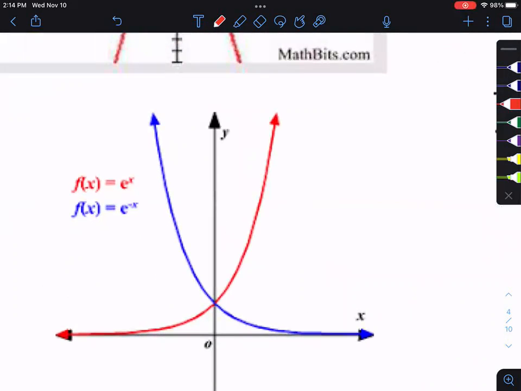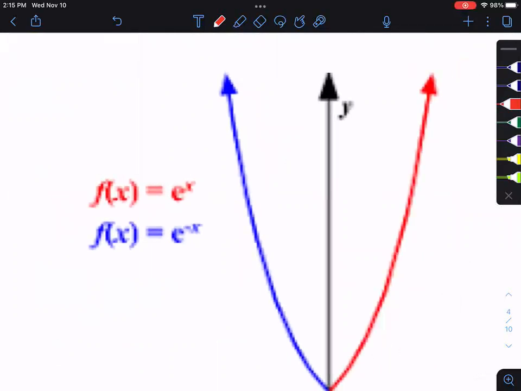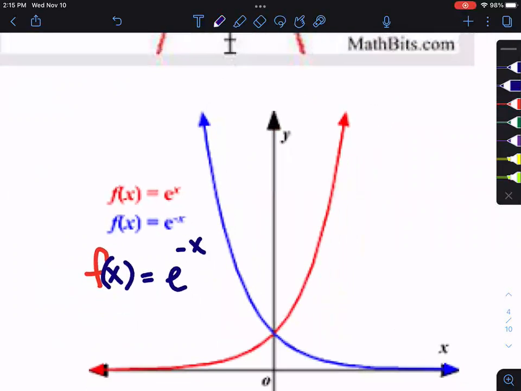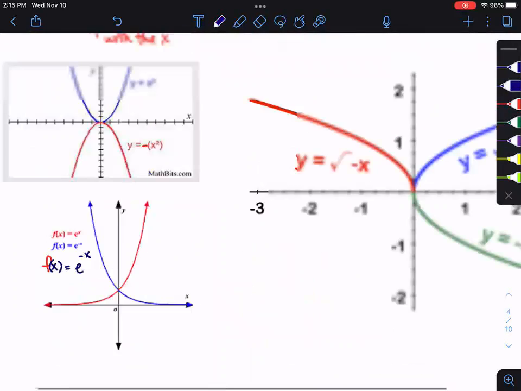So here's an example. This is e to the x power. The original in this case is in red. The reflection is shown here in blue. So it's reflected over the y-axis this time, like we folded our paper in half and converted it to that blue. This is f of x equals e to the negative x power. So that negative is up with the x, and that's a reflection over our y-axis.